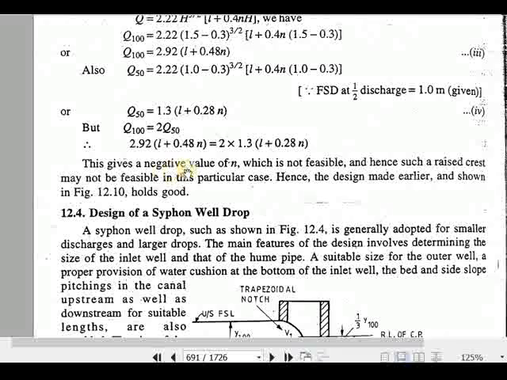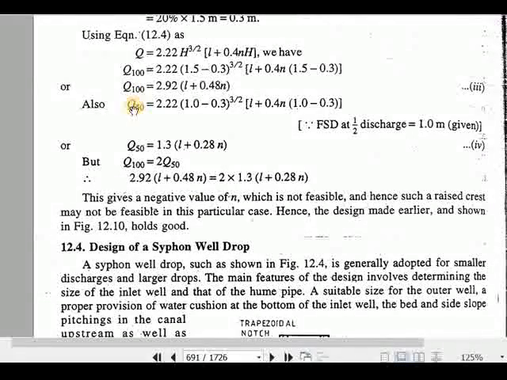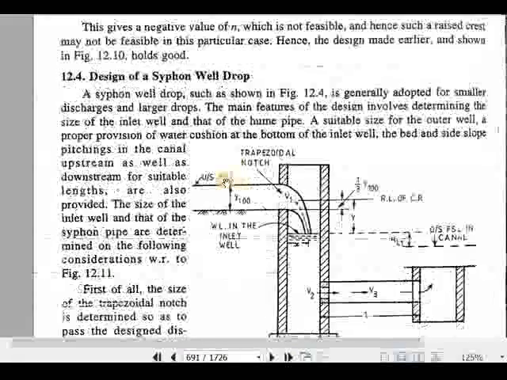When you solve all these equations, if it gives a negative value of n, a negative value of n is not acceptable. You have to calculate Q100 and Q50, and Q100 will be equal to 2 times Q50. Then you will equate these two equations. This is Q100 and this is Q50 multiplied by 2. Then if n is negative, that is not a suitable design.